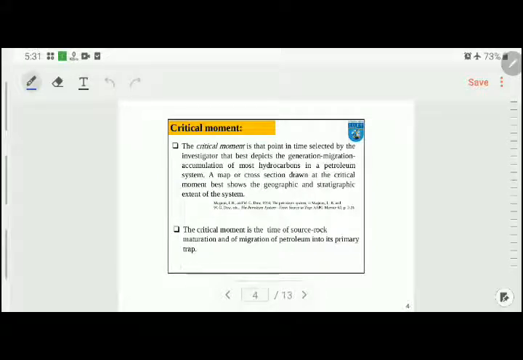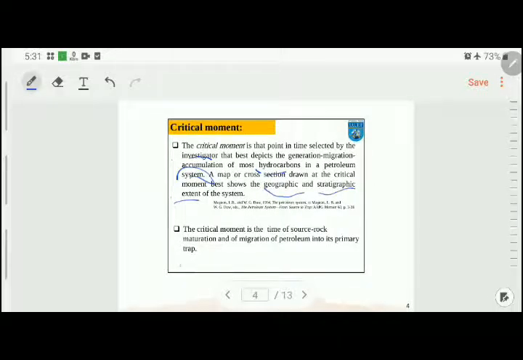There is a critical moment. This moment is the point in time selected by the investigator that best depicts the generation, migration, and accumulation of these hydrocarbons in a petroleum system. A map or cross-section drawn at this critical moment shows the geographic and stratigraphic extent of that system.